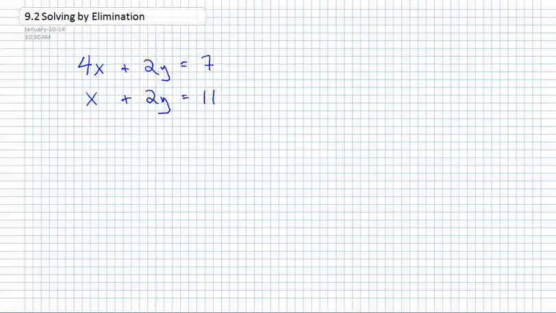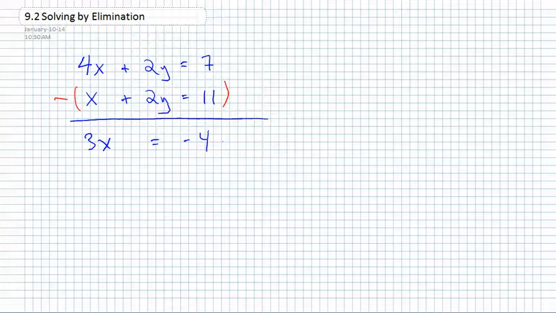to 0. In this case, I'm going to subtract both of those, because I subtract the two y's. 2y minus 2y is 0 because they have the same sign, so I want to subtract them. So I'm going to do that. And remember, you're subtracting all of them, right? Every single term. So 4x minus x is 3x, and then 2y minus 2y, of course, is 0, and 7 minus 11 is negative 4.